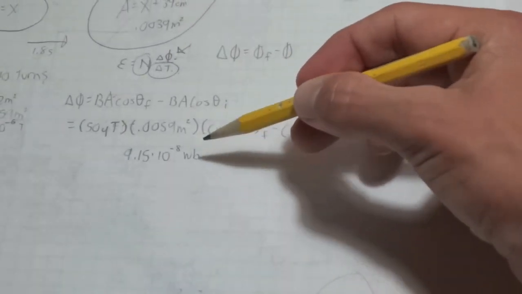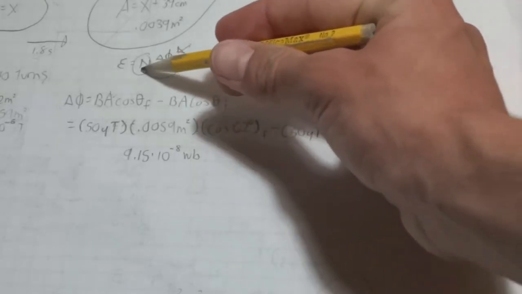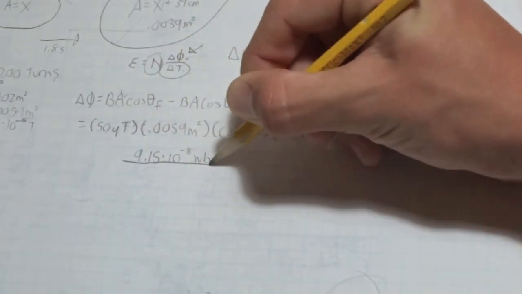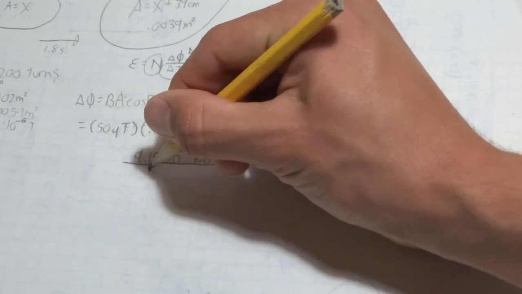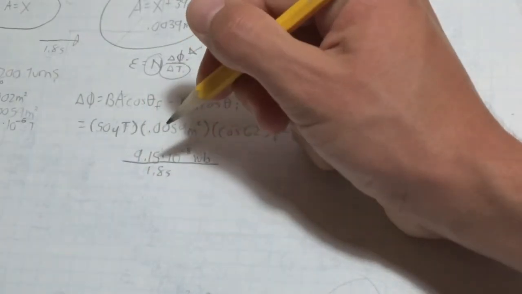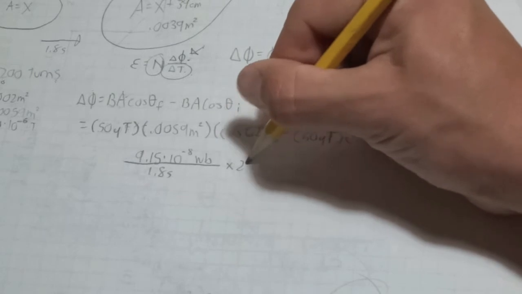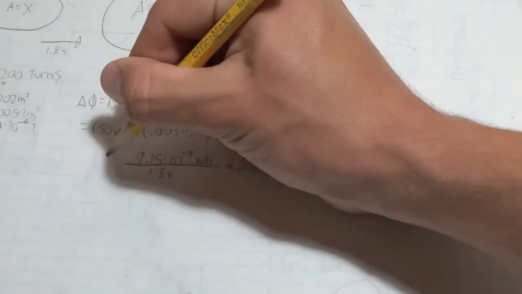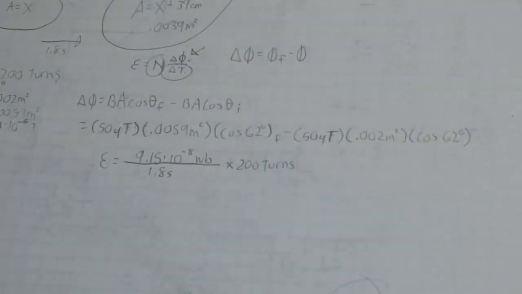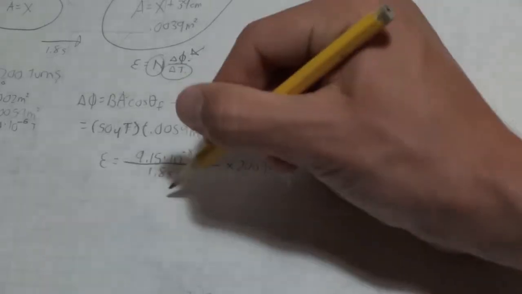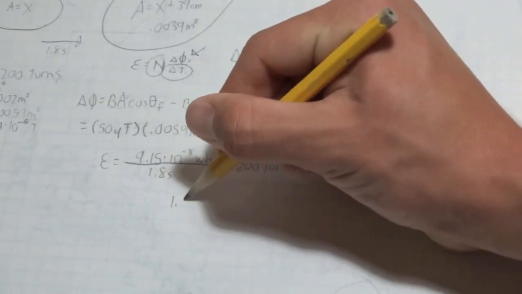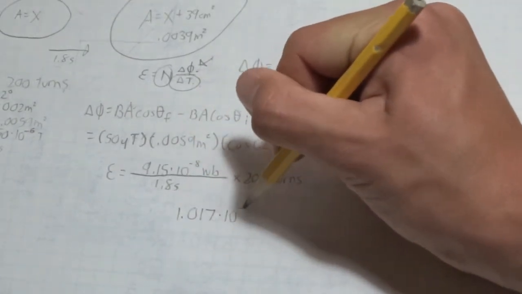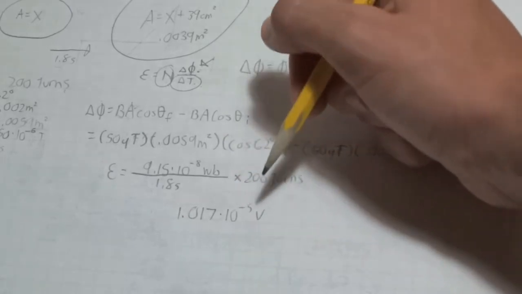Well, now that we have that, and we know our delta T and the number of turns, we can just solve the problem right here. So let's put that over our delta T, which is 1.8 seconds. We're going to multiply that by 200 turns. And again, we're solving for EMF, so that's going to be measured in volts. Your final answer will be 1.017 times 10 to the negative 5 volts.